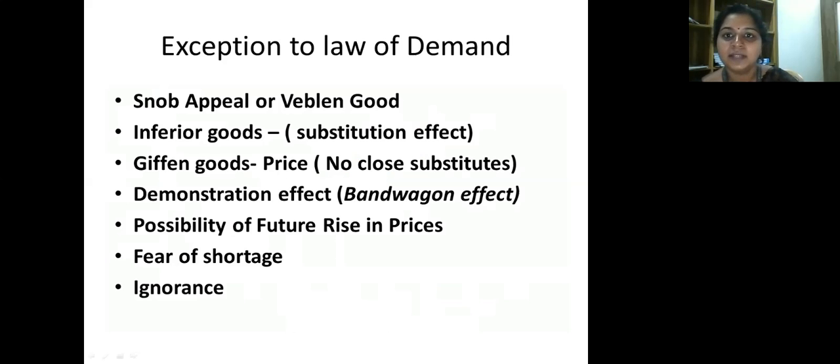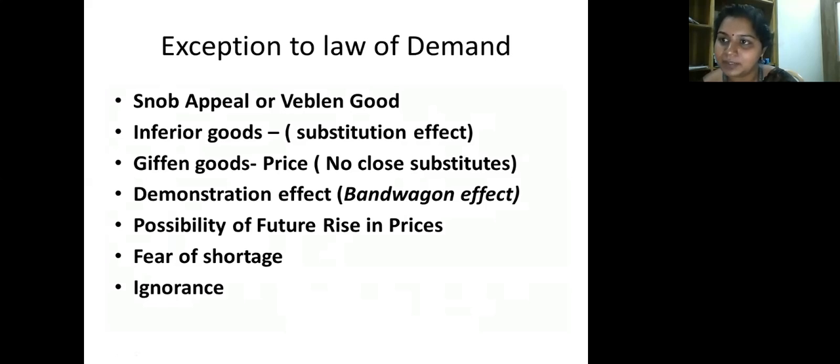And the next one is the exceptions to the law of demand. These are the areas you have to cover: snob appeal or Veblen goods, inferior goods, Giffen goods, demonstration effect, possibility of future price rises, fear of shortage, and ignorance. These are a few areas which we consider as exceptions to the law of demand.